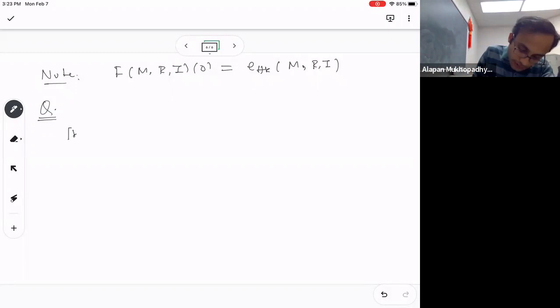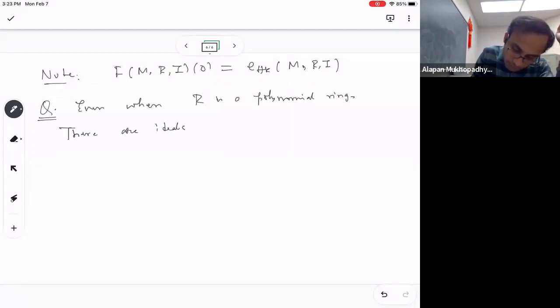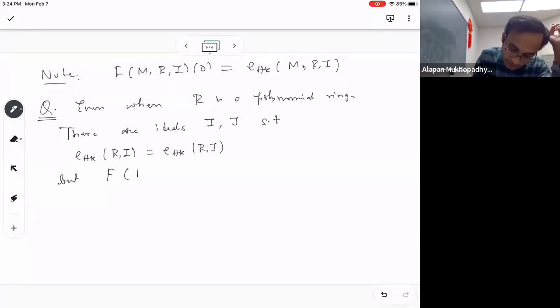So there are ideals I and J such that the Hilbert-Kunz multiplicity of R/I and R/J are the same, but the Frobenius-Poincaré functions are different.